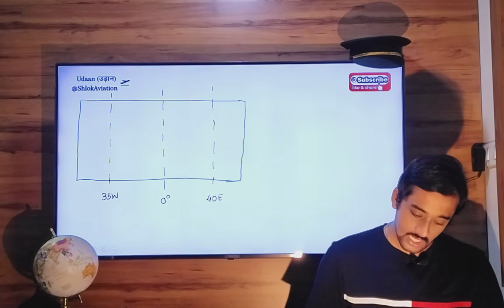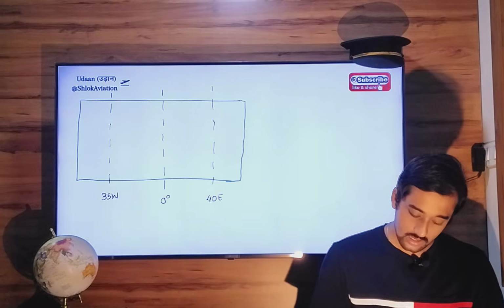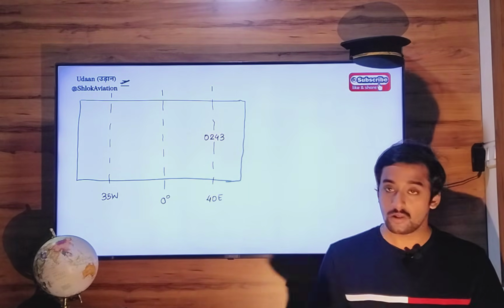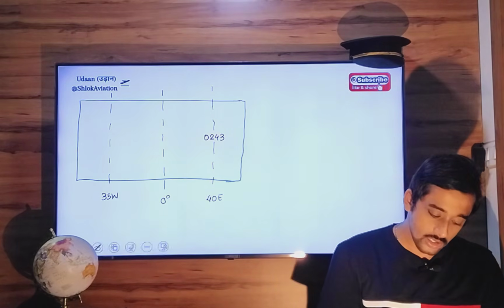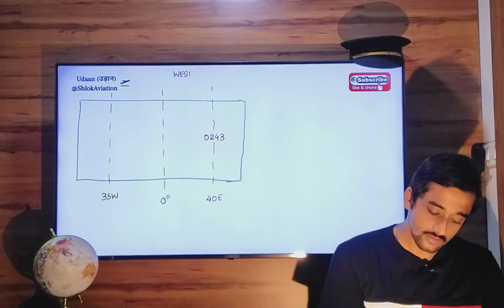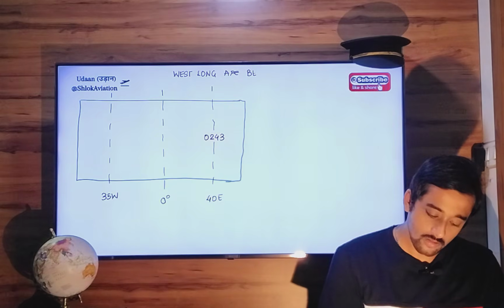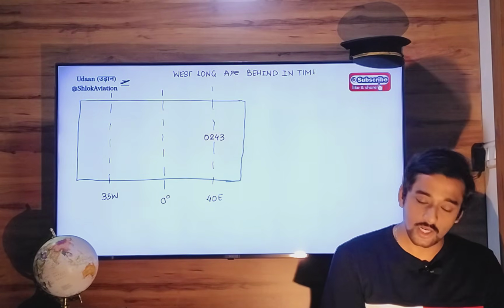Now the sunrise time at 40 degree east is 0243. What will be the sunrise time at 35 degree west? Now, western longitudes are behind in time compared to their eastern longitudes.